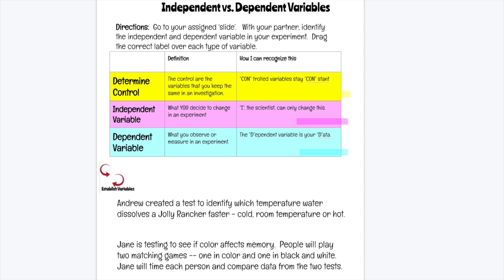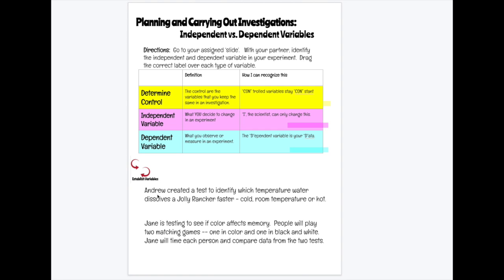The last thing we're going to try in this video is a couple practice examples that are similar to your interactive notebook, and they're here down at the bottom of this page. So we have Andrew creating a test to identify which temperature water dissolves a Jolly Rancher faster: cold, room temperature, or hot. So let's think about what we're trying to find. We want to find what his control is, what his independent variable is, and what his dependent variable is.